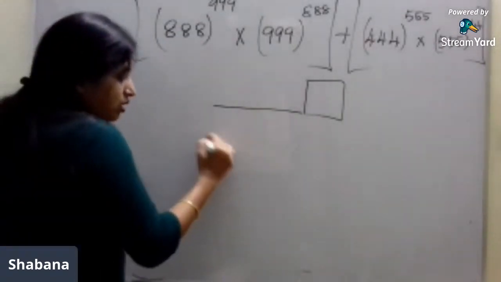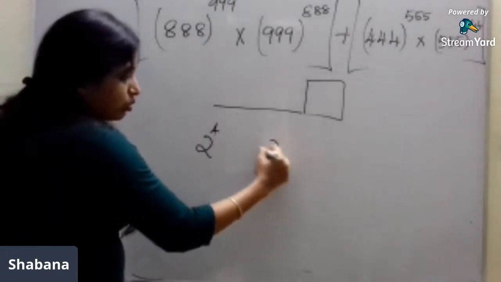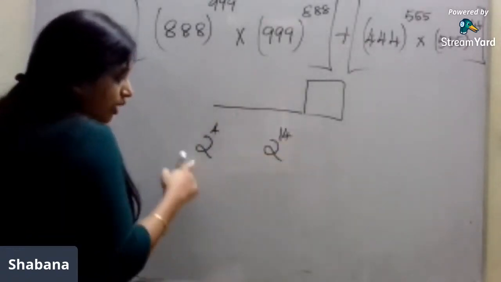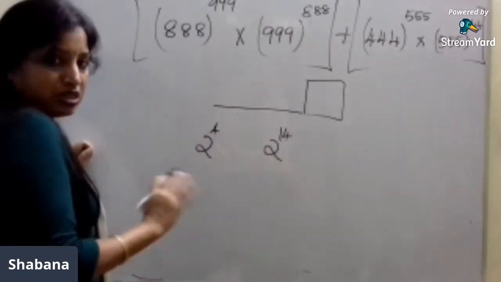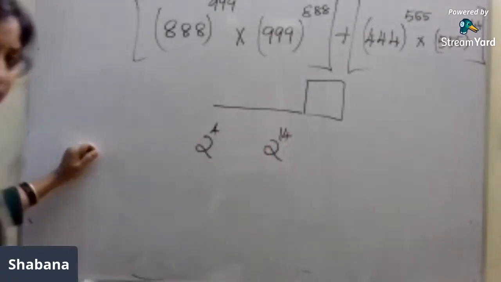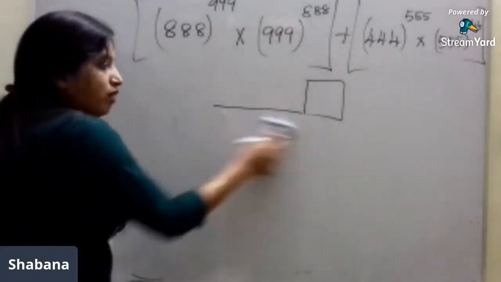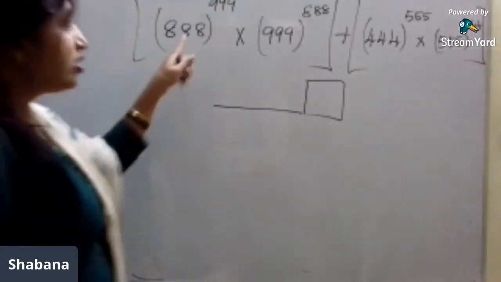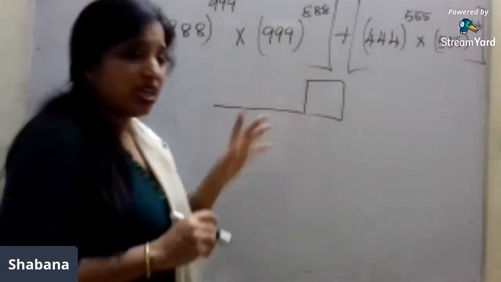If I say 2 to the power 4, and 2 to the power 14, they will not have the same answer. Not necessarily should it be the same answer, so that's no way possible. Maybe with some numbers it can sync sometimes, but not for all the numbers, right? So it is not that way. Remember, you have to find only the last digit of it.